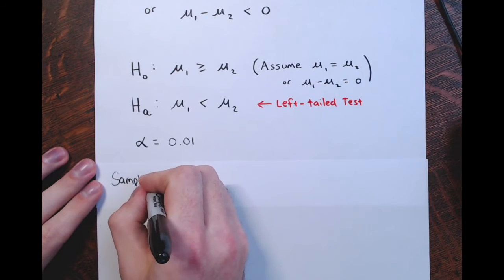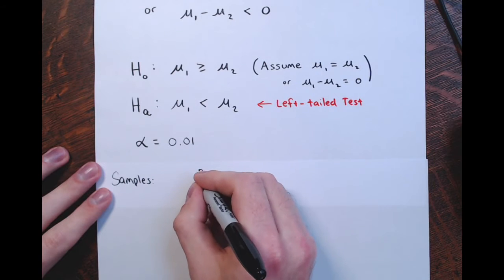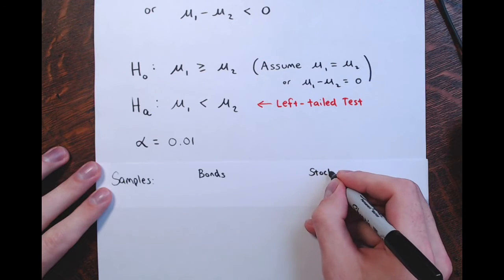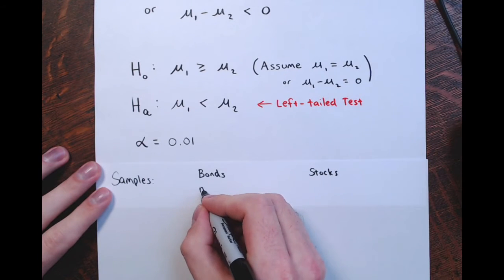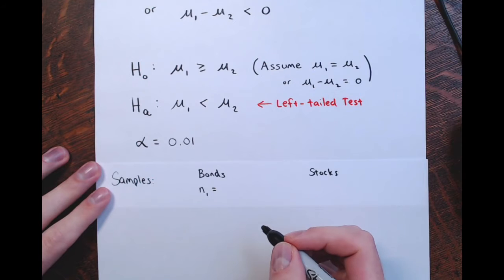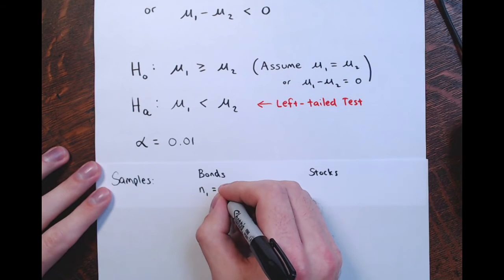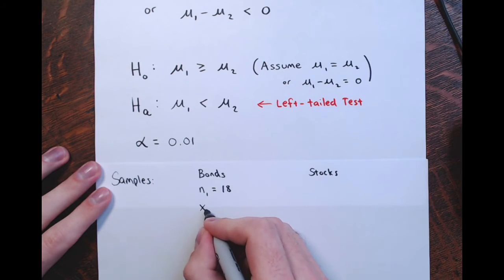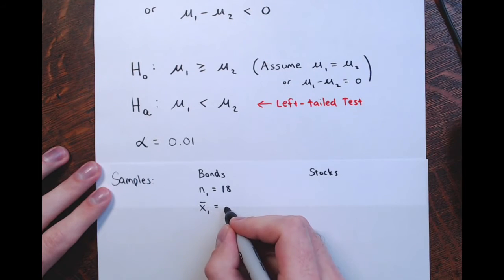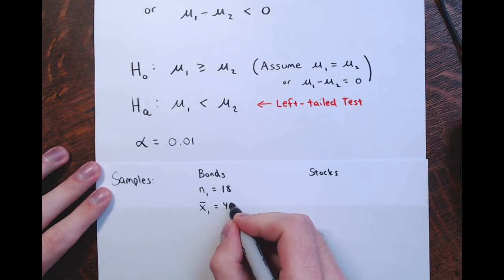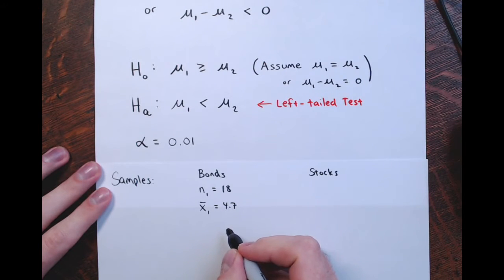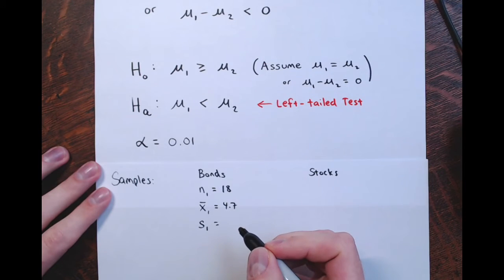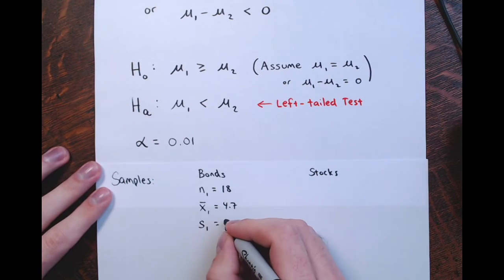So we take our samples from these two populations. Now we have the bond portfolios and the stock portfolios. And the sample size for the bond portfolios, n1, was 18. The sample mean, the mean percent return, was 4.7%. So x1 bar was 4.7. And the standard deviation for the sample of bond portfolios, s1, is 0.6.